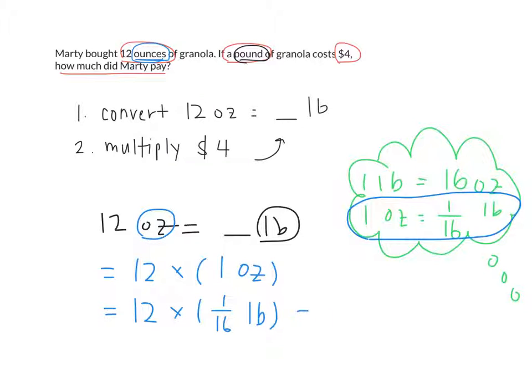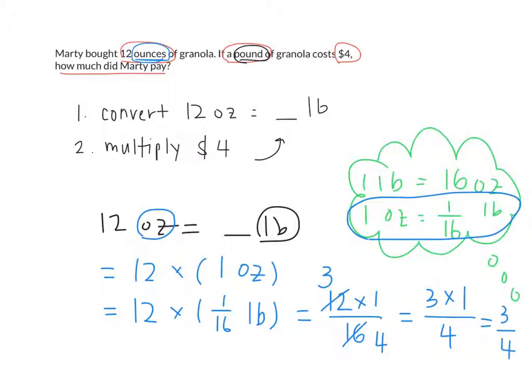We can multiply. 12 times 1/16 is 12 times 1 all over 16. I see that 12 and 16 are both divisible by? They are both divisible by 2, but they're also both divisible by? So we can divide 12 times 1 all over 16 by 4 over 4. 12 divided by 4 is? 16 divided by 4 is? My new multiplication problem is 3 times 1 all over 4, or 3/4. So therefore, we know that 12 ounces is the same thing as 3/4 of a pound.